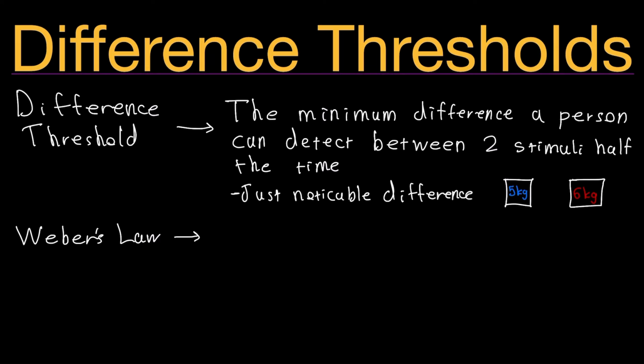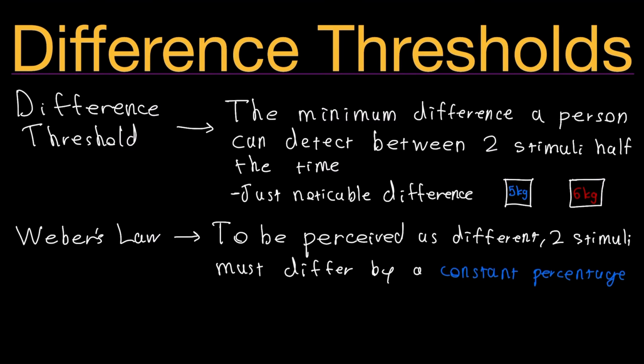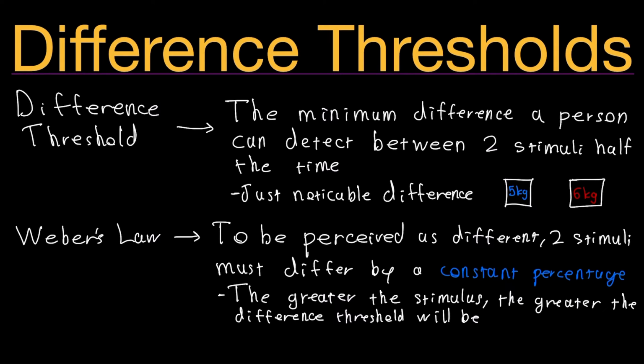Now, there's a concept called Weber's law, where for two stimuli to be perceived as different, they have to differ by a constant percentage, which means that the greater the stimuli, the greater the difference threshold will be. So let me give you an example.